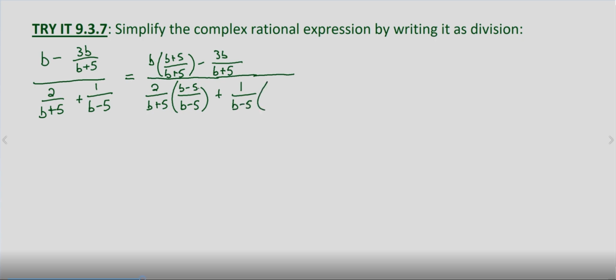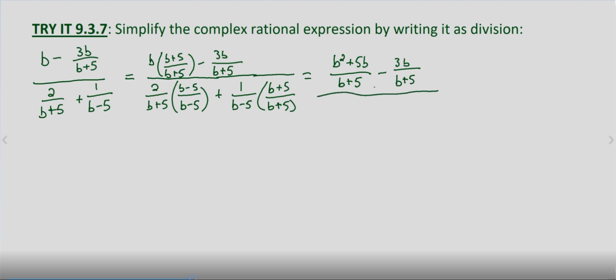And what is that denominator missing? It's missing the b plus 5. So we'll multiply b plus 5 over b plus 5. So we simplify by multiplying through. We end up with b squared plus 5b over b plus 5 minus 3b over b plus 5.